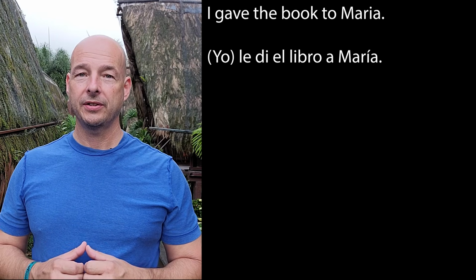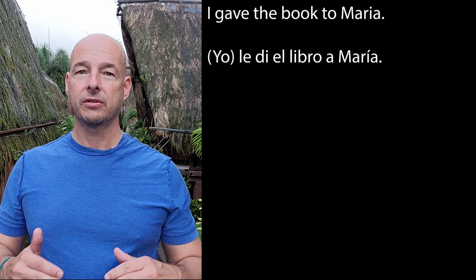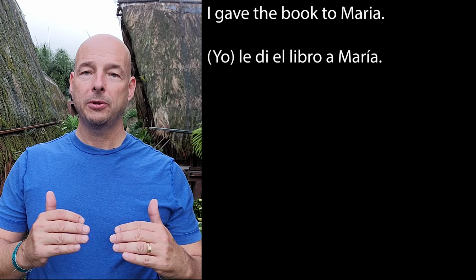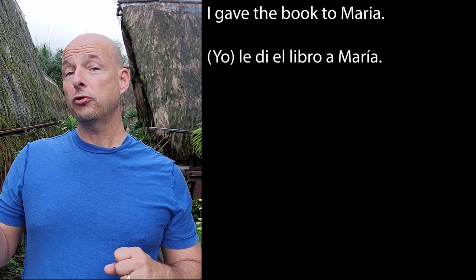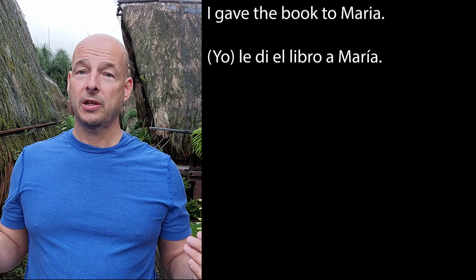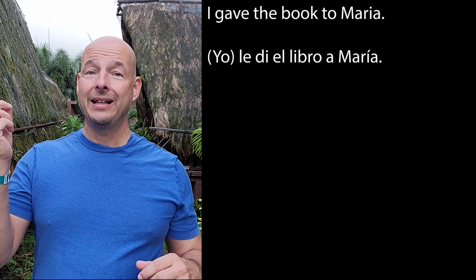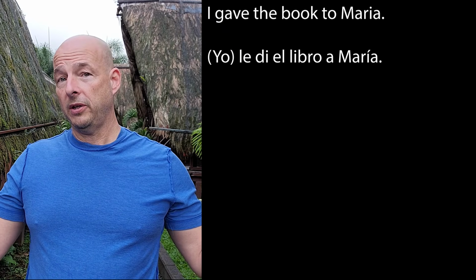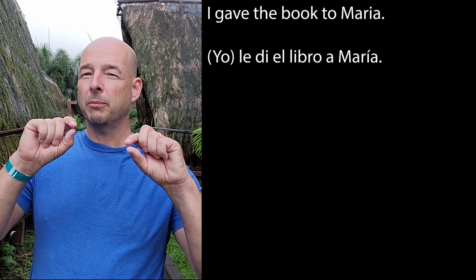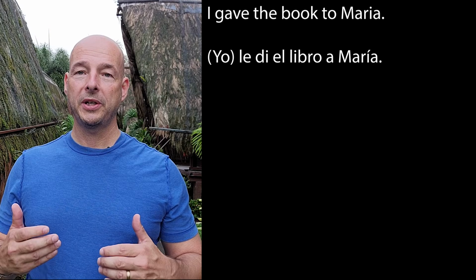So let's take a look at this sentence. I gave the book to Maria. We would translate that as yo le di el libro a Maria. Now we could drop the yo if it's clear from the verb or the context who the subject is. Spanish often drops the subject. So you may hear le di el libro a Maria, right? Either one. But I'm going to leave the yo in there in parentheses just so you can see how the sentence is structured. So let's break this down.